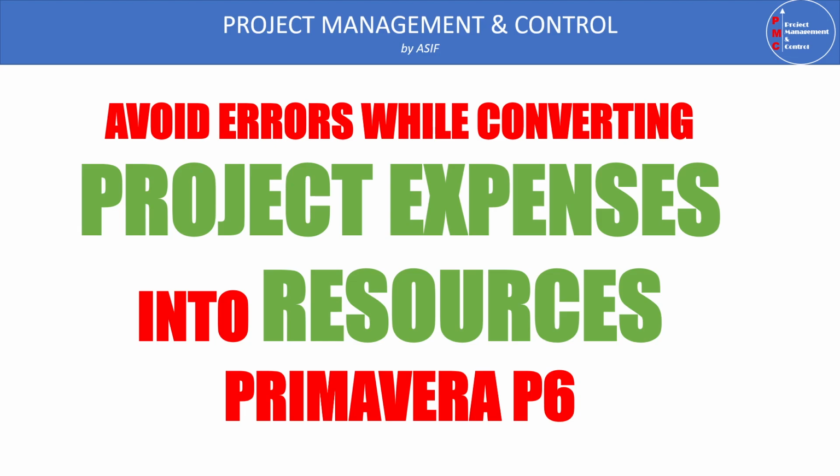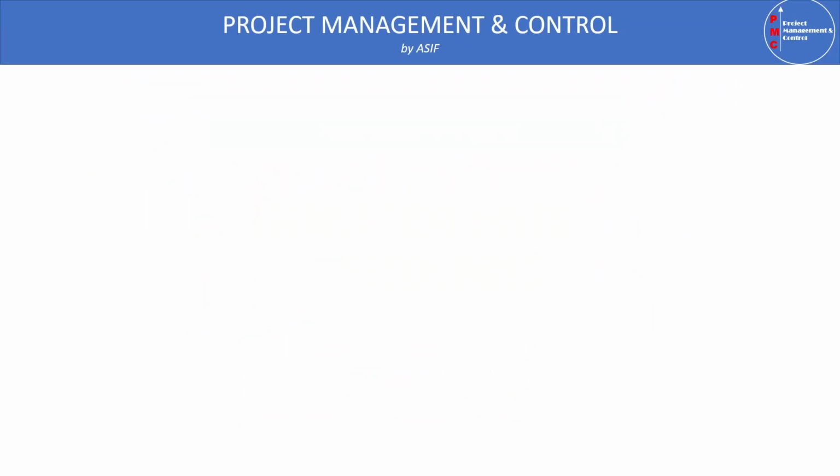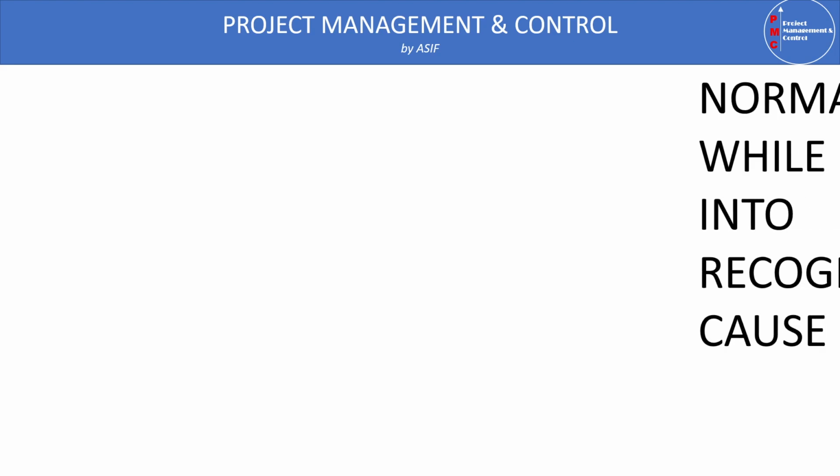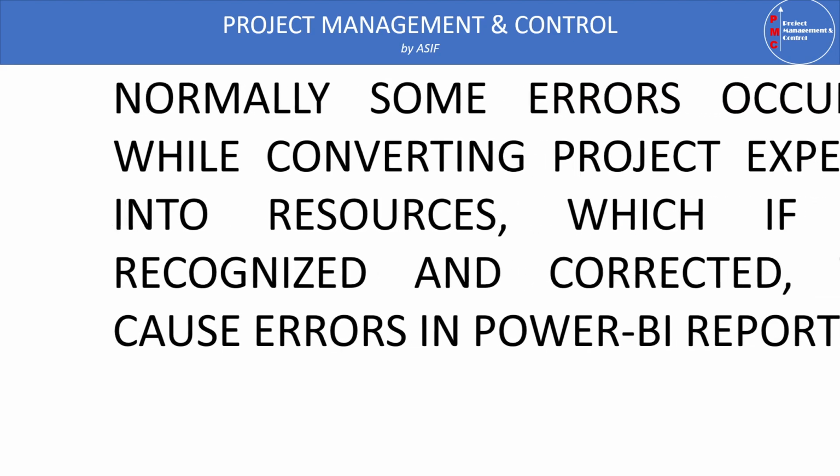This video is from the series of our videos for Power BI and Primavera P6. It is about the possible errors encountered while we are converting the BOQ cost, which is assigned as project expenses, into resource assignment. I already made a detailed video on why we need to convert the BOQ cost from project expense to resource assignment.